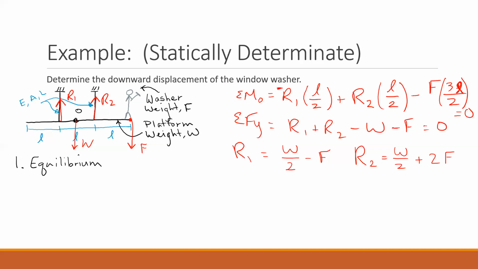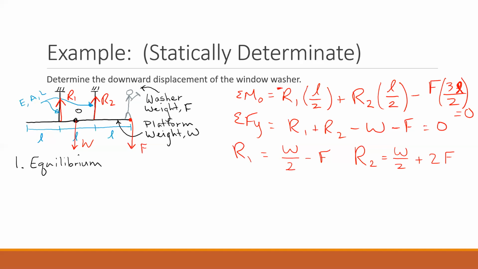What are those EAL? That's just saying that we have properties E, A, and L for both of them. They have some length, some area, and some modulus of elasticity. And they're the same for both members. Thank you for asking that. All right, so we were able to solve directly for the forces, which means that this is a determinate problem.